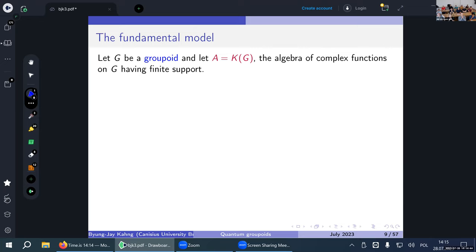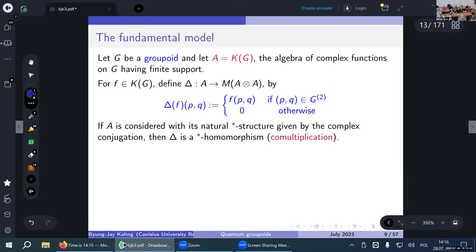the purely algebraic setting, but with a C*-algebra framework that I worked on with Kandelaki is based on this idea. So groupoid, and then I'm considering the functions on the groupoid with finite support, because the groupoid might not be a finite groupoid. So flipping the partially defined multiplication here gives a co-multiplication.